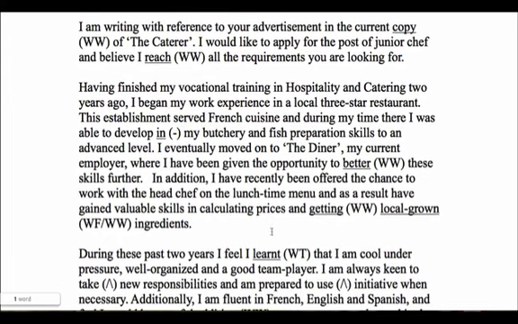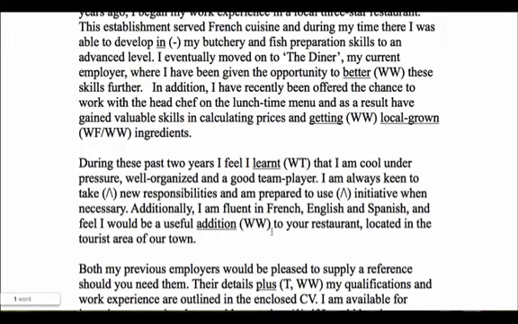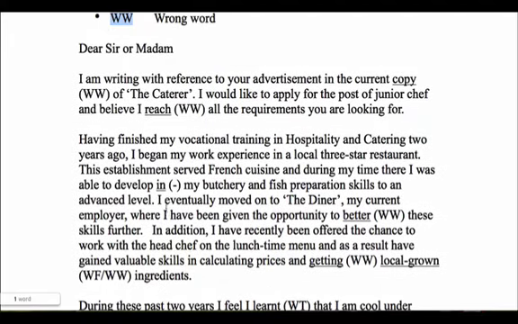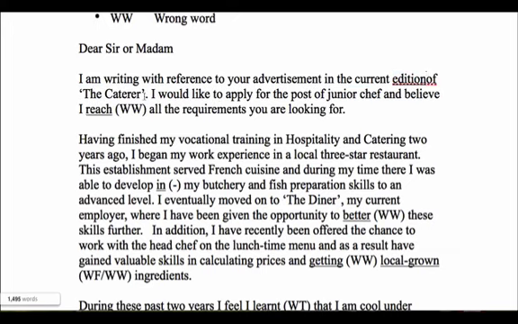Okay, so let's work through this together. The first thing that we've underlined is copy, the current copy of the caterer. This is an issue of collocation. The word we use with current in terms of a newspaper or a magazine is edition, so the current edition of the caterer.